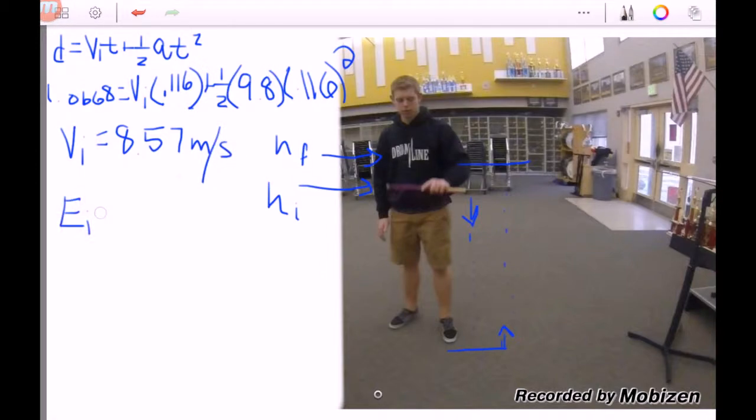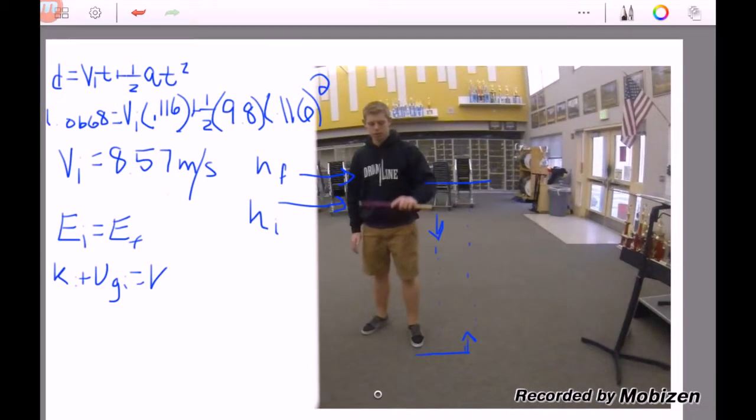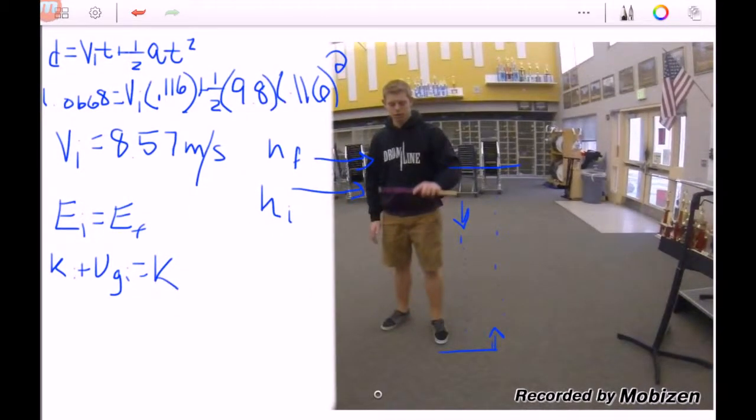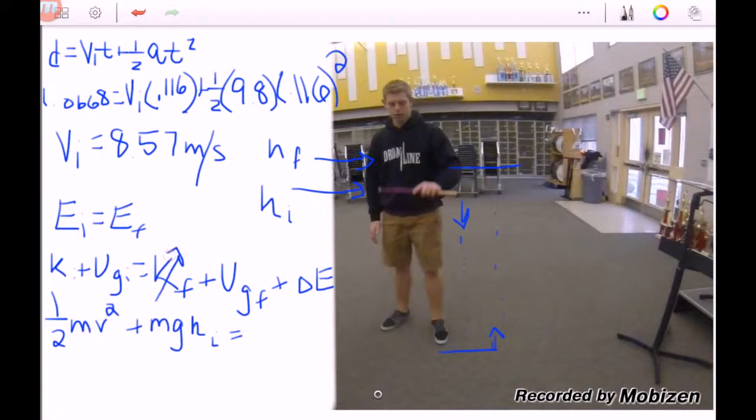If we model the system as my hand, the stick, and the earth, we can state that energy is conserved. Therefore, the kinetic energy plus the potential due to gravity initial is equal to the kinetic final plus the potential due to gravity plus the energy lost due to the earth. The final kinetic energy is 0, and with this we can find the energy lost due to deformation, heat, and sound, and this delta E is equal to 3.77 joules.